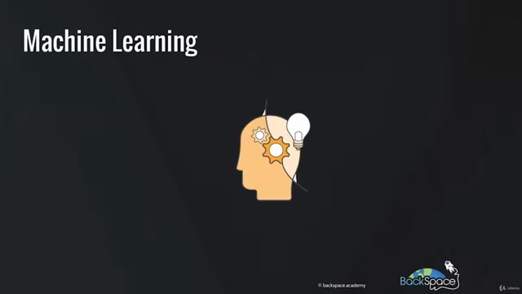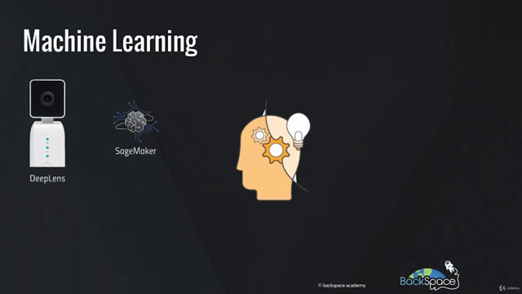So let's have a look at some of the machine learning services on AWS. AWS DeepLens is a deep learning enabled video camera. It has a deep learning software development kit that allows you to create advanced vision system applications. Amazon SageMaker is AWS's flagship machine learning product. It allows you to build and train your own machine learning models and then deploy them to the AWS cloud and use them as a back end for your applications.